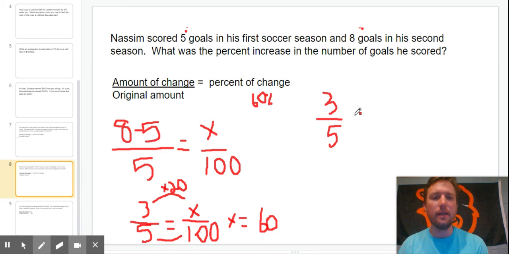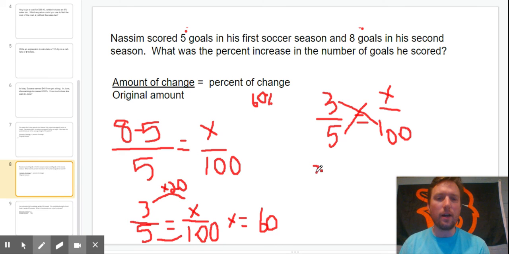Now, the other way to solve it is we can use cross products, where I still have 3/5 equals X over 100. And I'm going to do my cross multiplication, okay? When I do my cross multiplication, I multiply 3 times 100 and 5 times X. 3 times 100 is 300. 5 times X is just 5 times X.